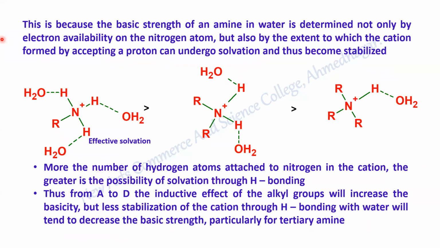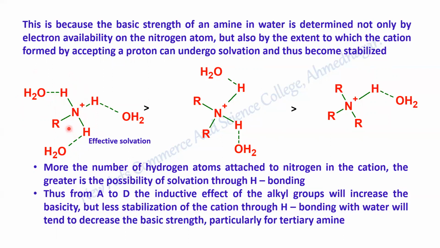The first reason for this is that the basic strength of an amine in water is determined not only by the electron availability on the nitrogen atom, but also by the extent to which the cation formed by accepting a proton can undergo solvation and thus become stabilized. What is the role of a base? It abstracts the proton from the acid. So the role of a base is to abstract the proton from the acid. After abstraction of the proton from the acid, it gives a quaternary salt.